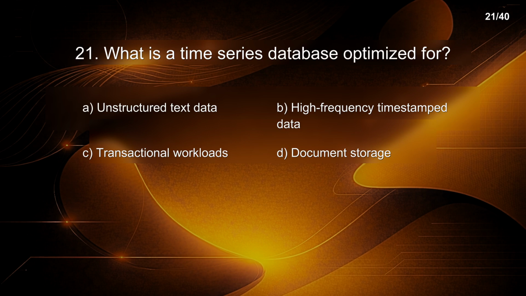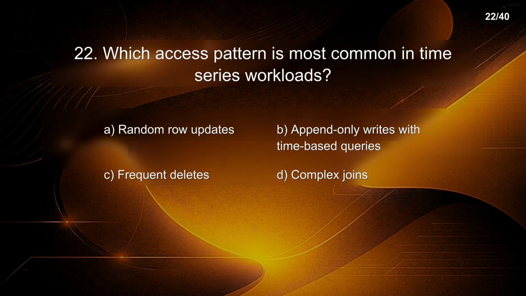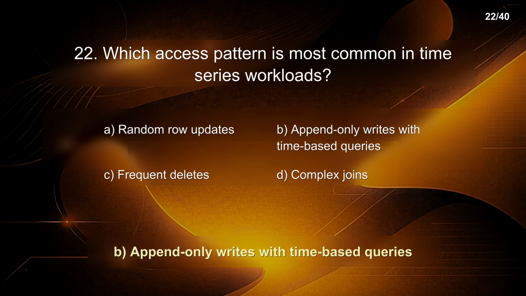Correct answer is B. High-frequency timestamp data. 22nd question. Which access pattern is most common in time series workloads? A. Random row updates. B. Append-only writes with time-based queries. C. Frequent deletes. D. Complex joins. Correct answer is B. Append-only writes with time-based queries.